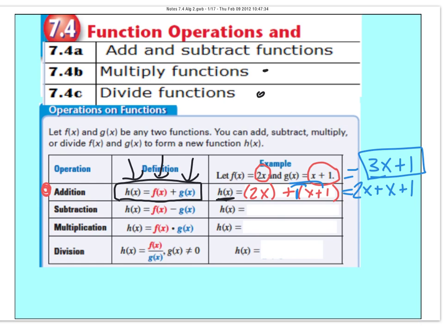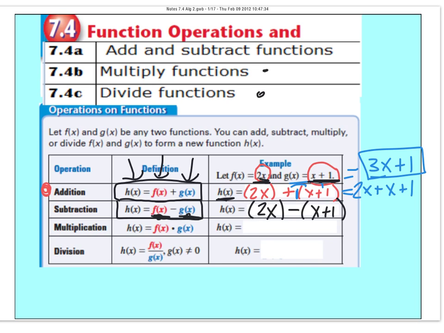Subtraction works the same way. Notice the notation over here. They want us to find h of x. Here they said take the f function minus the g function. Now the order could change. Sometimes they might take g minus f, so just read carefully. So all I'm going to do to set this up is look at the f function. So I'm going to take 2x, and I like to put that in parentheses just in case it makes a difference. And then I subtract from it the g of x function, and g of x is x plus 1, and put that in parentheses.